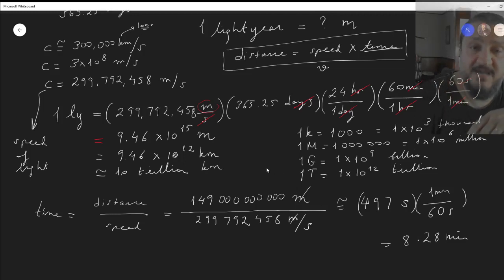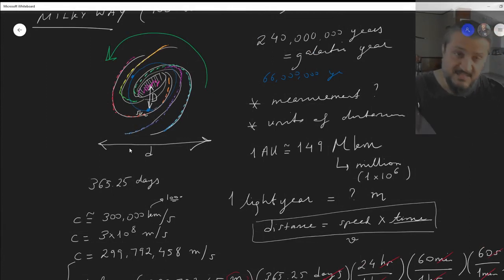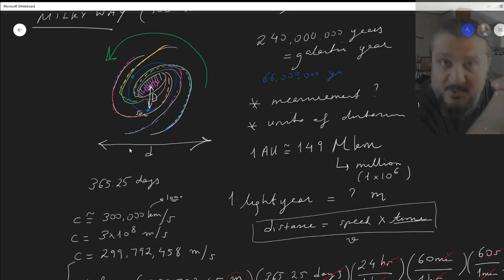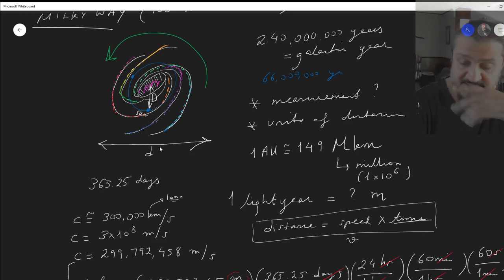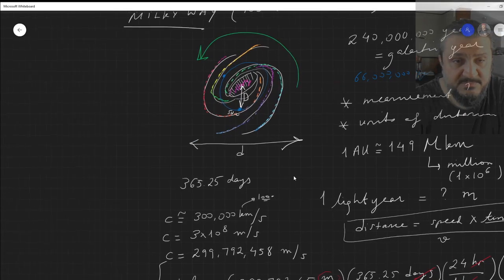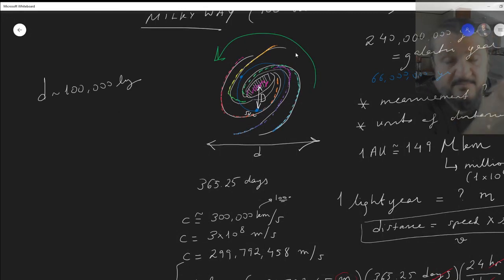to go from one side of the Milky Way to the other side. Okay, that's why we introduced this. In other words, what is the diameter of the Milky Way galaxy in terms of light years? It takes more than 8 minutes, obviously, more than a year. Now historically, it was thought that D was around 100,000 light years diameter, which means the radius is half of that, of course.